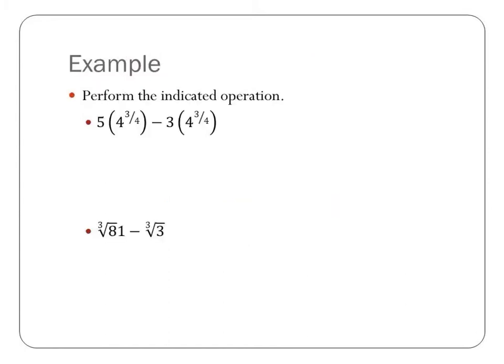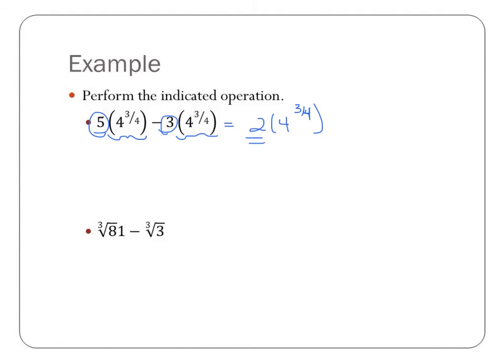So if I have 5 times 4 to the 3/4, and I subtract 3 times 4 to the 3/4, how many do I have left? 2 times 4 to the 3/4. Just treat this right here like a variable. I have 5 of them. I'm going to subtract 3 of them. I get 2 left. Now, that only worked because they were both 4 to the 3/4. So on this next one, they're not both 4 to the 3/4.